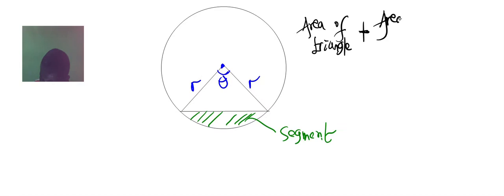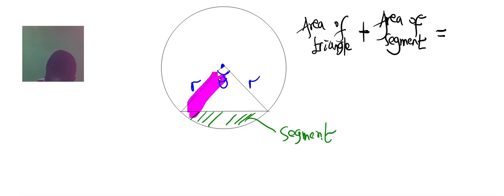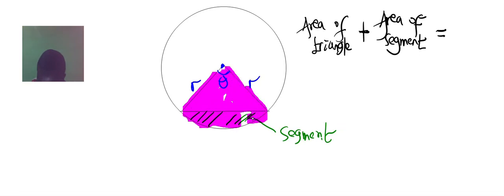Now, area of triangle plus area of segment, basically a minor segment, equals to total area of the entire shape. The entire shape is a sector.